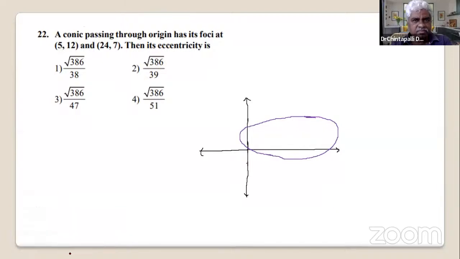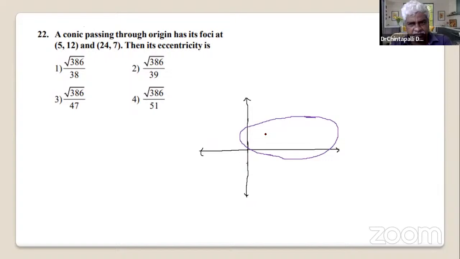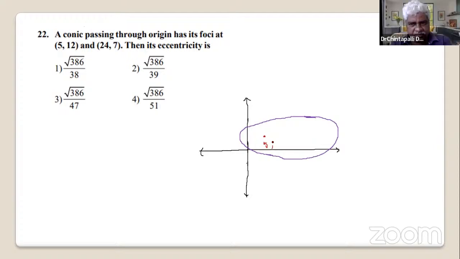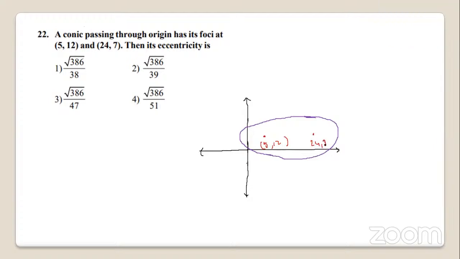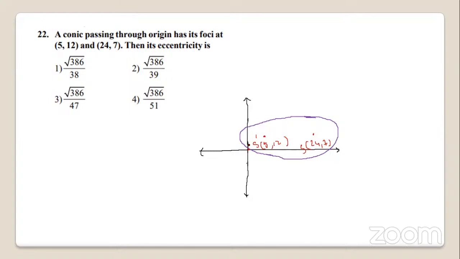See, the foci are 5,12 and 24,7. Another one is 24 comma 7. Right? We just learned one derivation, one formula.